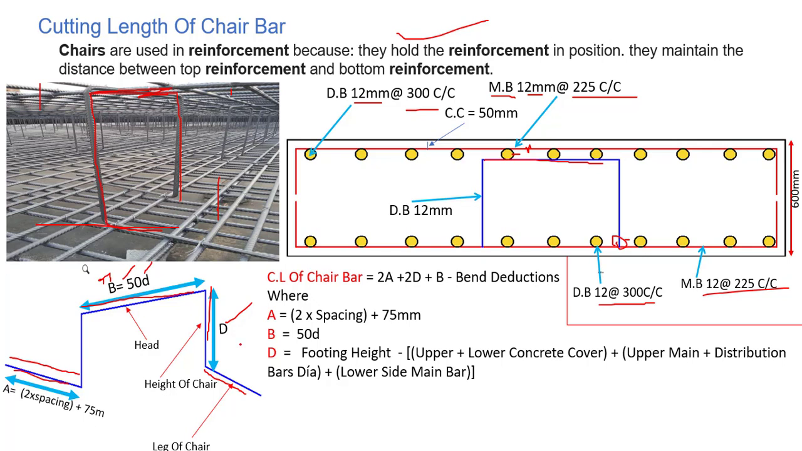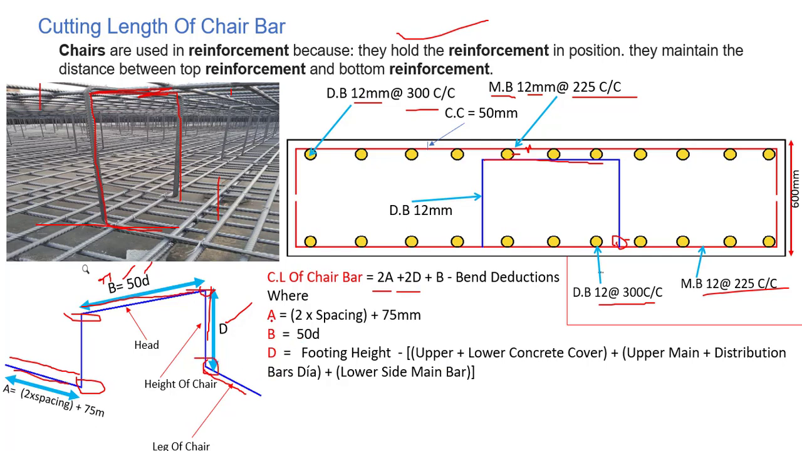And 600 is the depth, or thickness, of this foundation. So the cut length of the chair bar will be equal to 2 into A plus 2 into D plus B, minus the bend deductions. 2 into A, because we have two legs, and 2 into D, because we have two heights, this one and this one. B is basically the head of the chair. And we need to deduct for the bends: we have this bend, and this bend.